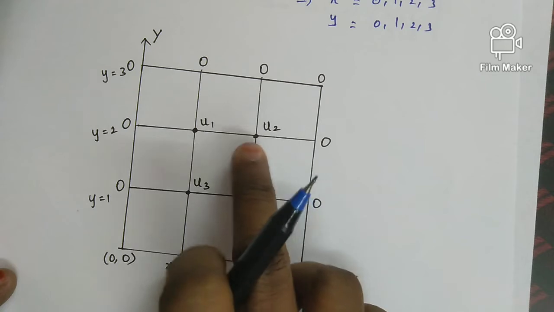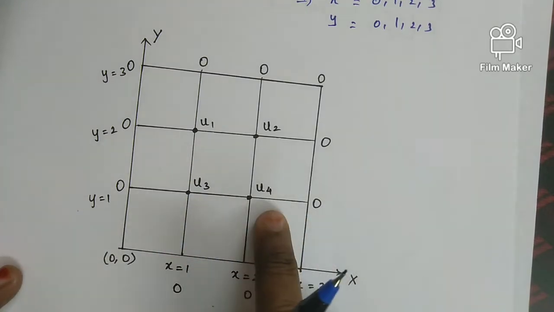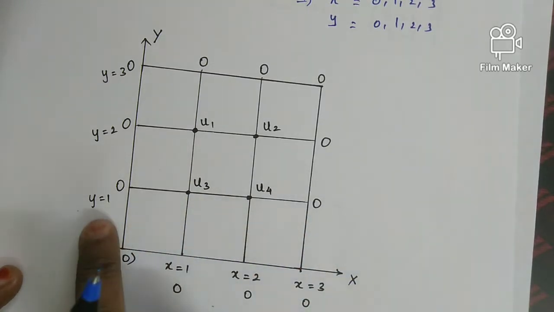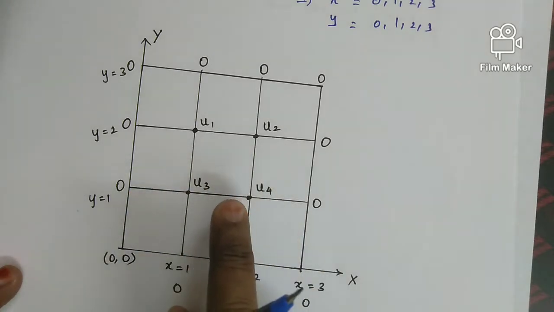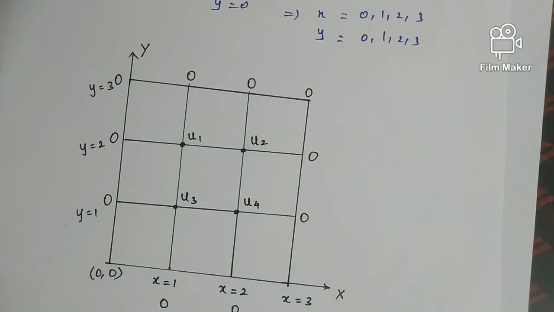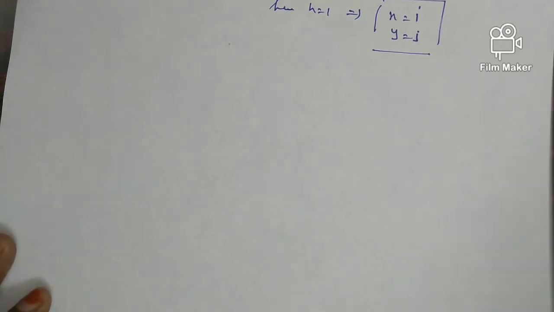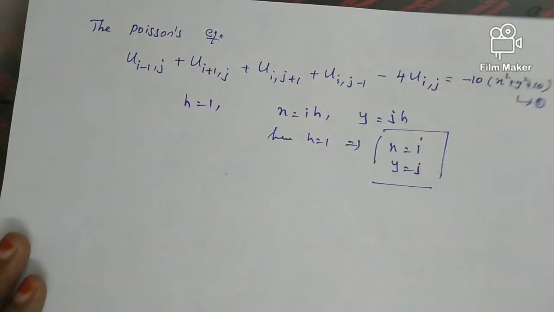Likewise, for the next point u2, i equal to 2 and j equal to 2. Likewise, for u3, i equal to 1, j equal to 1, and u4, i equal to 2, j equal to 1. Likewise, we can get 4 equations when we substitute the i values in the Poisson's equation. After that, using any one of the iteration methods, we are going to solve the 4 equations to get the values of u1, u2, u3.